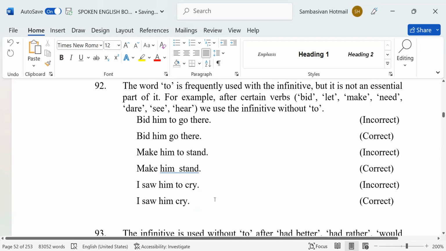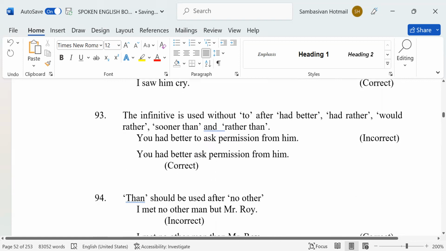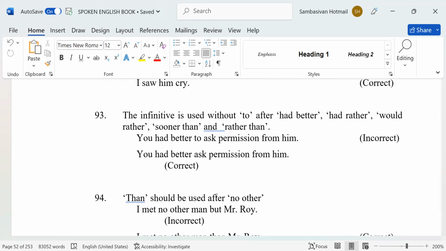I saw him to cry. Incorrect. I saw him cry. Correct. The infinitive is used without to after had better, had rather, would rather, sooner than, and rather than. You had better to ask permission from him. Incorrect. You had better ask permission from him. Correct. There is no need for to.